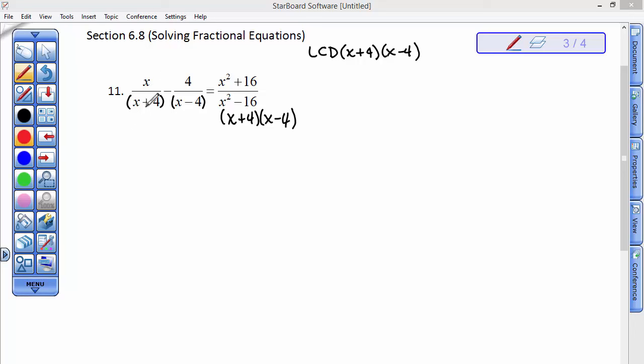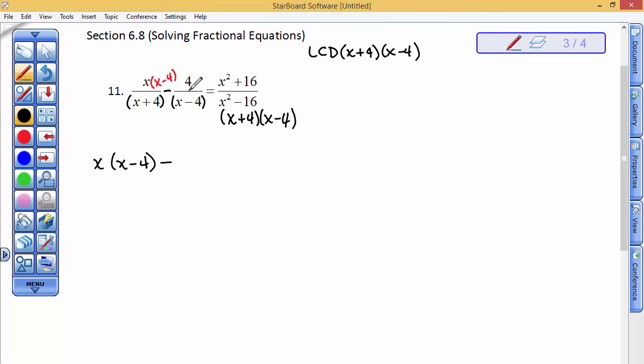If you have this fraction right here and you want to clear this denominator, you'd multiply by both of these, and the x plus 4 here would cancel out with that x plus 4. So this x would just get multiplied by the x minus 4. So let's write that down here. So we'd have x times that x minus 4, and the denominators would be gone. Don't forget the minus sign that's going to come up next.